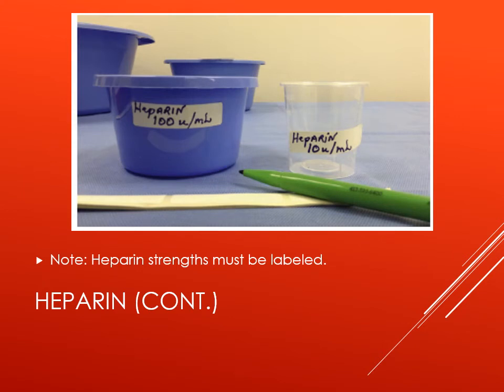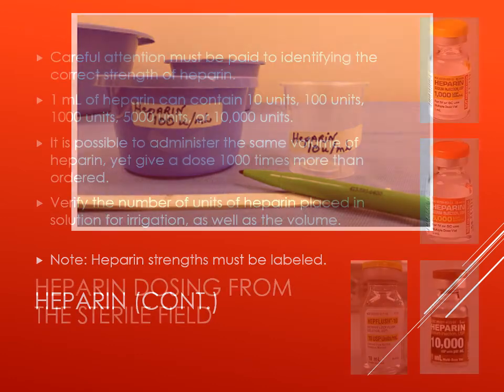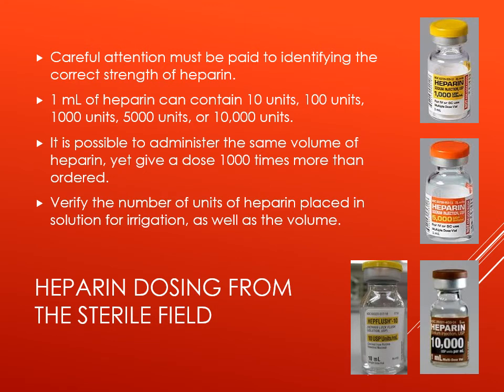We've talked about this already, but just note that we really want to make sure to label heparin strengths too. When we talked about epinephrine, that came in different strengths. Same thing with heparin. So make sure when you're getting that from your nurse, you get that information and clearly label it, because it does come in different strengths and they're used in different ways in patients. You can see a bunch of different strengths of heparin here. One milliliter of heparin can contain 10 units, 100 units, 1,000 units, 5,000 units, or 10,000 units. That's a big difference between one dose and the next.